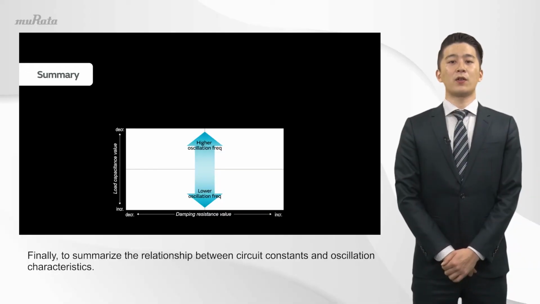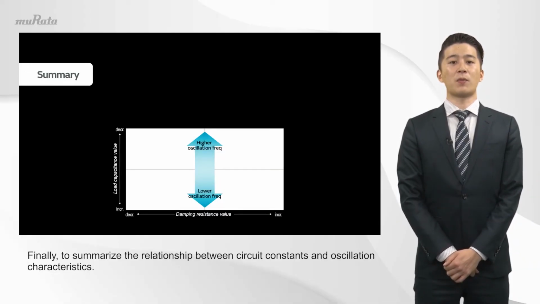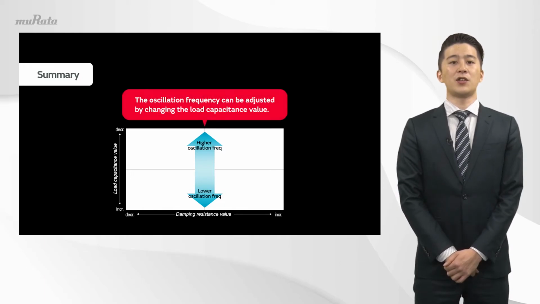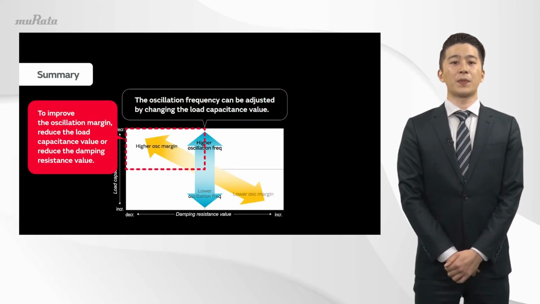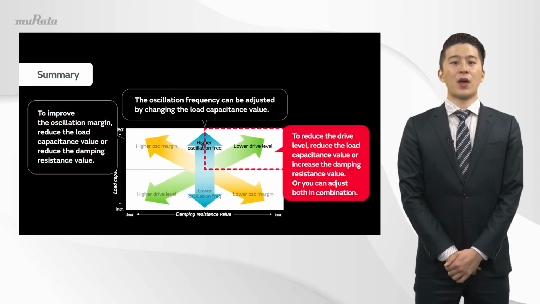Finally, to summarize the relationship between circuit constants and oscillation characteristics. The oscillation frequency can be adjusted by changing the load capacitance value. To improve the oscillation margin, reduce the load capacitance value or reduce the damping resistance value. Or you can adjust both in combination. To reduce the drive level, reduce the load capacitance value or increase the damping resistance value. Or you can adjust both in combination.